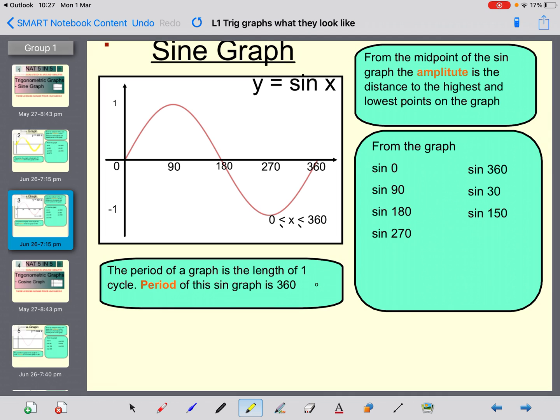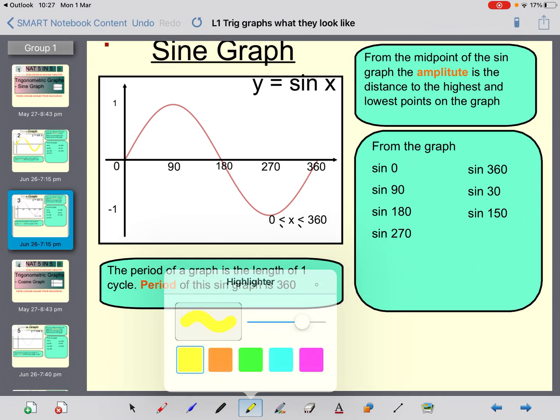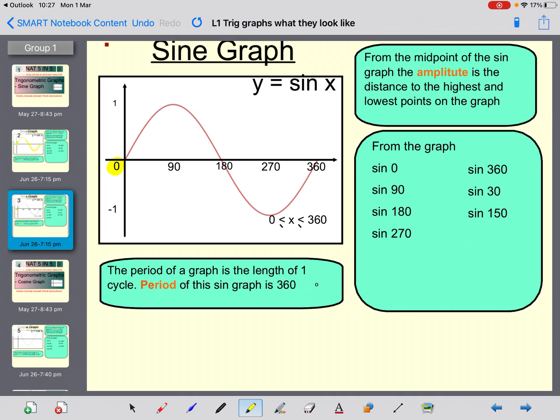Okay, so you can see that it starts at 0 here, and it goes up to 360. I've written here that the period of the graph is the length of one cycle. The period of this sine graph is 360 degrees. So basically, how far you have to travel to complete a full turn. Like I just did in the last slide, you start at 0, you go up, and then you go down, and then you go back up again.